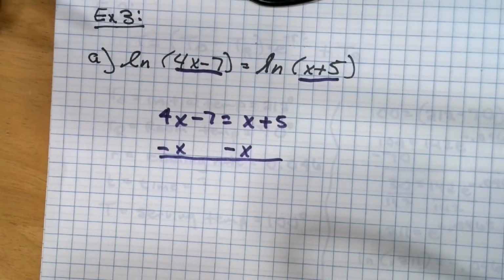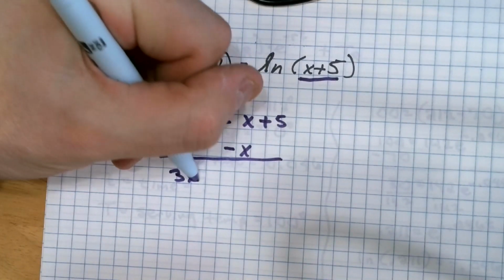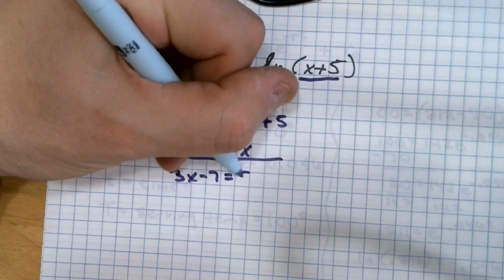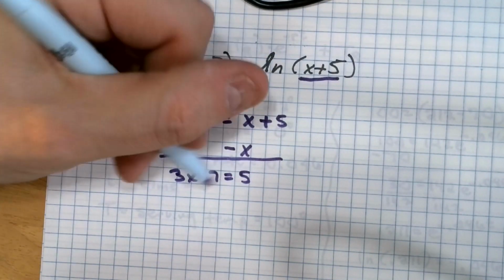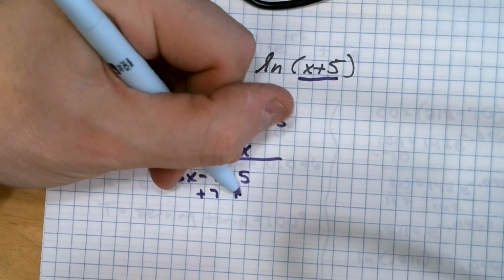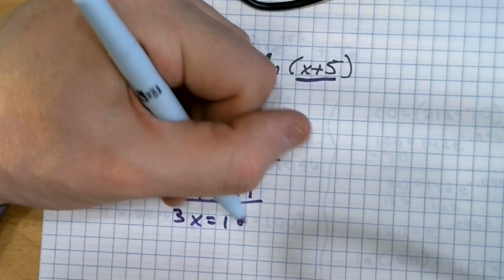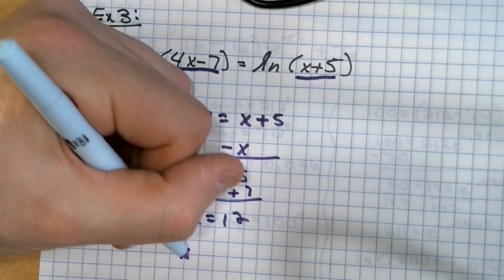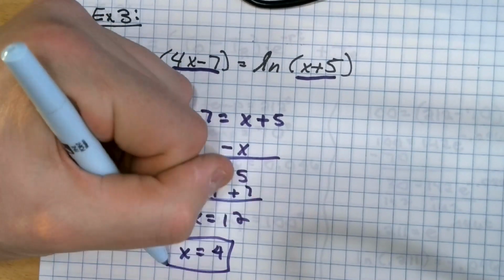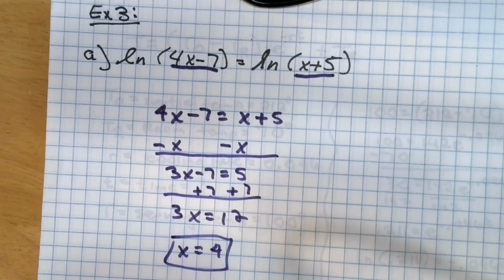And so I'm going to take away x from both sides, and I get 3x minus 7 equals 5. And now it's our old friend, the two-step equation. So we're going to add 7 to each side. We're going to get 3x equals 12, which then implies that x equals 4 if you divide by 3. So how's that? A little bit easier than that last problem. Okay.